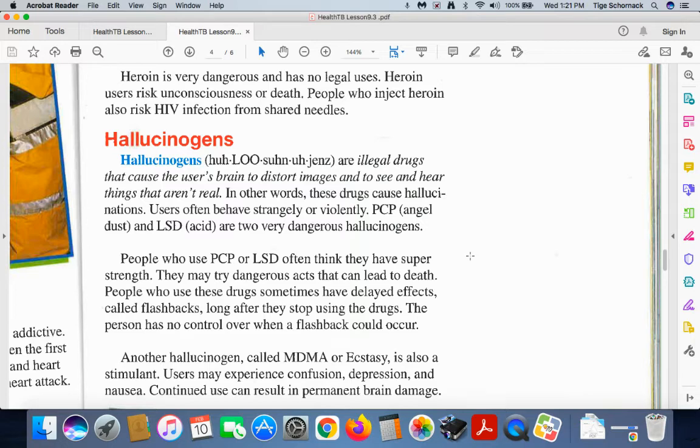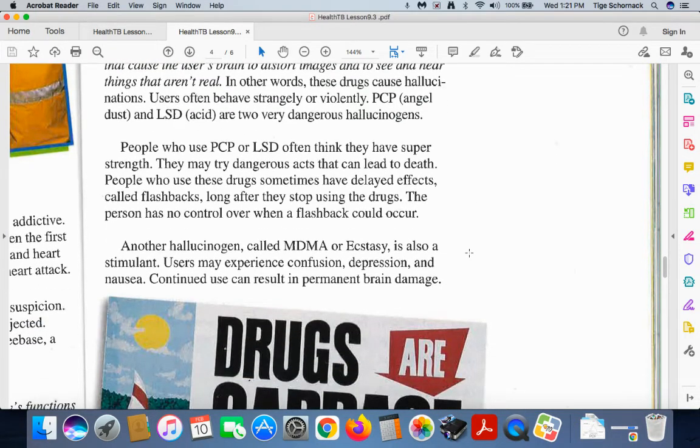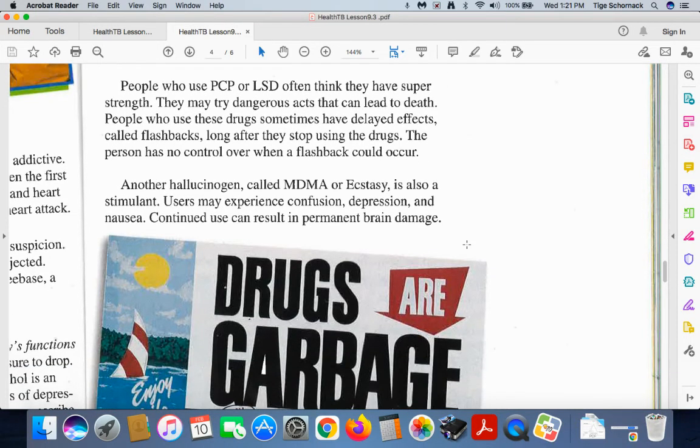People who use PCP or LSD often think they have super strength. They may try dangerous acts that can lead to death. People who use these drugs sometimes have delayed effects called flashbacks. Long after they stop using the illegal drugs, the person has no control over when a flashback can occur.